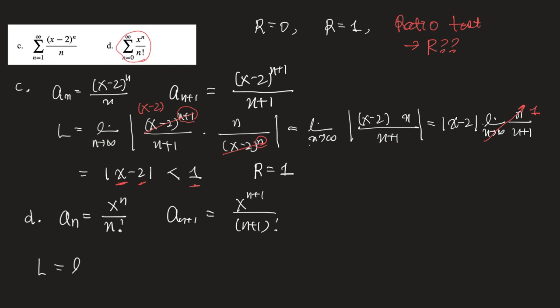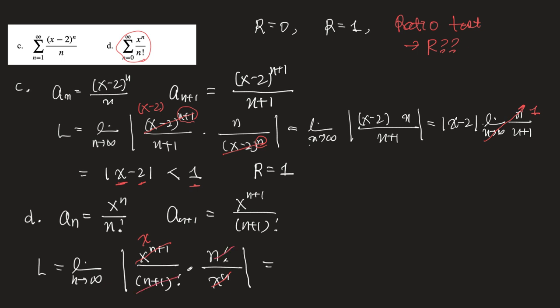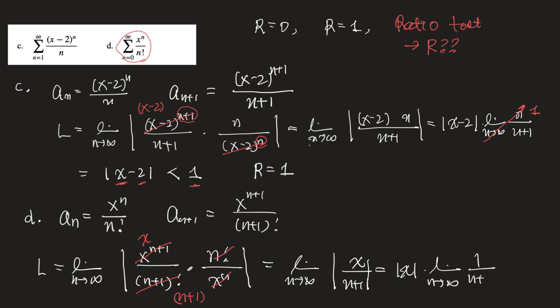Limit as n approaches infinity of xn plus 1 over n plus 1 factorial times n factorial over xn. So this one cancels out: x, and n factorial over n plus 1 factorial gives you n plus 1. So the limit is going to be x over n plus 1, as the absolute value of x times the limit as n approaches infinity of 1 over n plus 1.